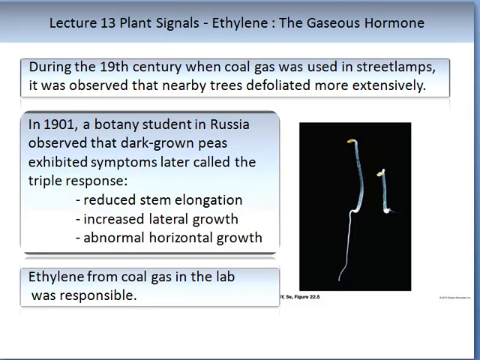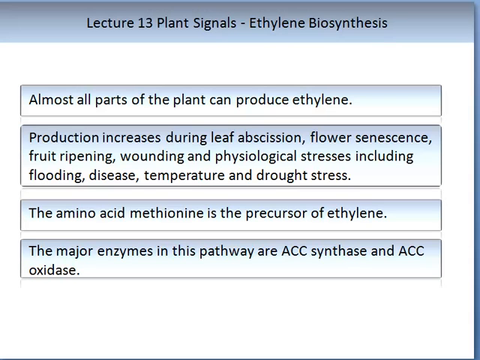In 1901, a botany student in Russia observed that dark-grown peas exhibited symptoms later called the triple response. That is, they had reduced stem elongation, increased lateral growth, and abnormal horizontal growth. Ethylene from coal gas in the lab was responsible for these responses. Almost all parts of the plant can produce ethylene. Production increases during leaf abscission, flower senescence, fruit ripening, wounding and physiological stress, including flooding, disease, temperature and drought stress.